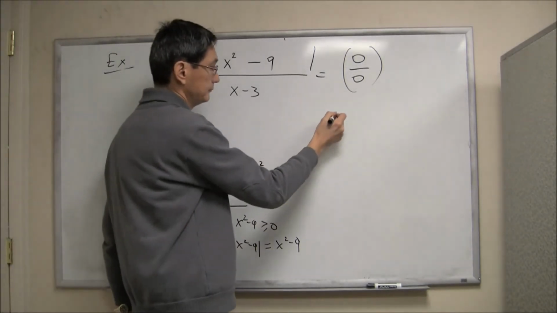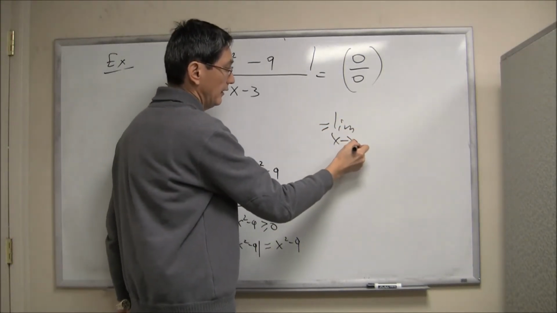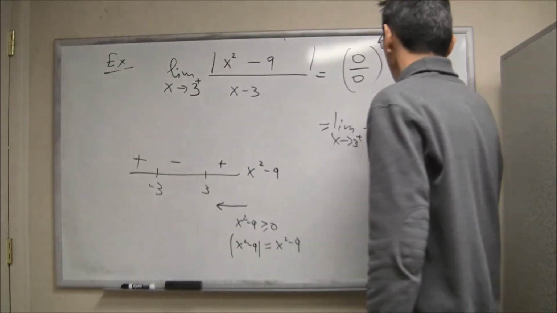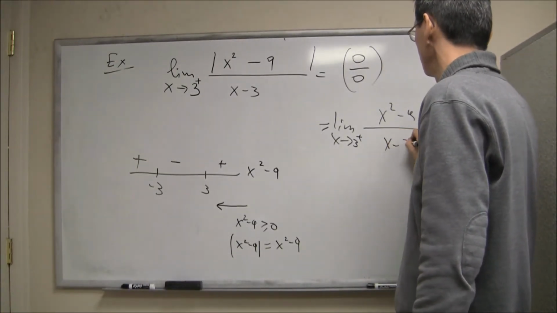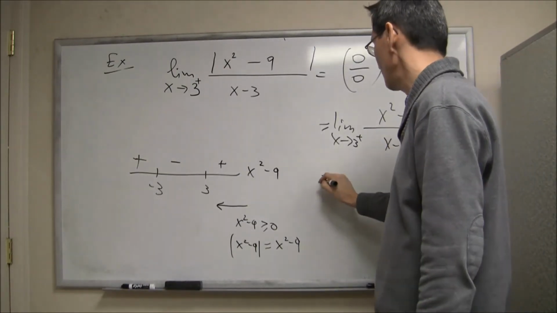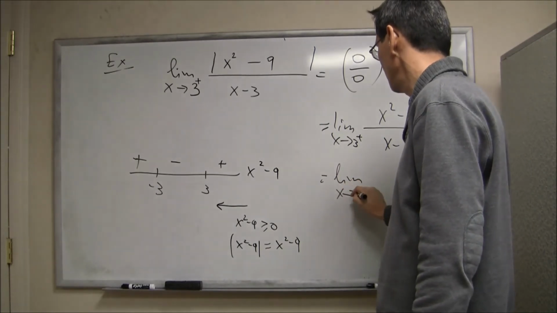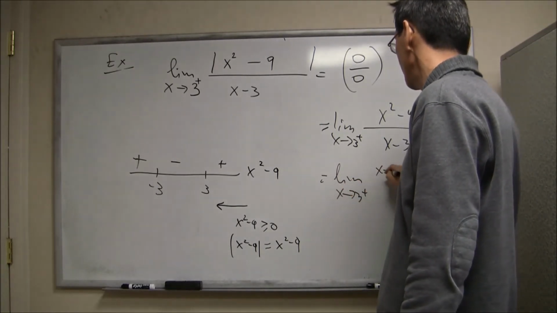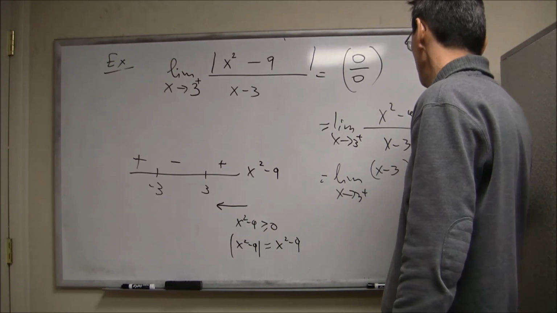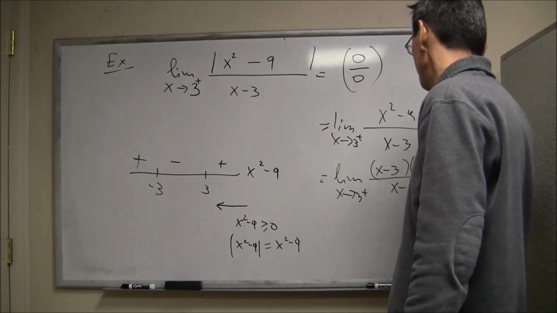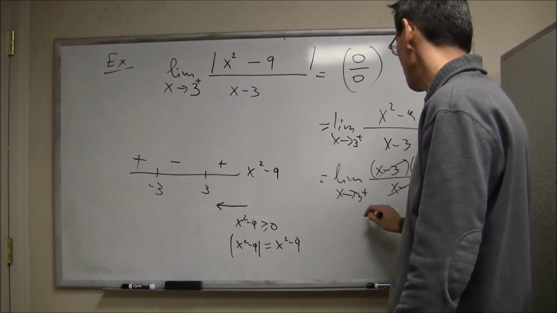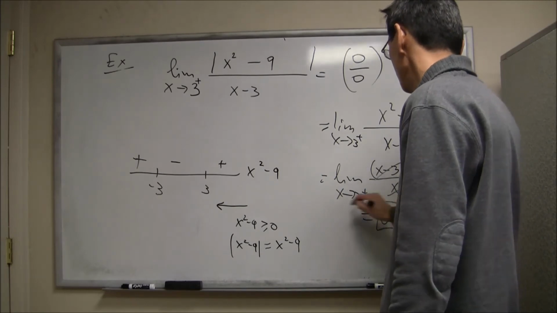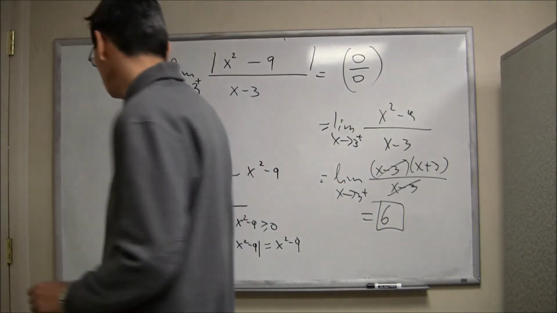So that led us to get rid of absolute value. And then we factor the expression on top, x minus 3 and x plus 3, and divide by x minus 3. We finish the calculations. So the final answer is 6 in this case.